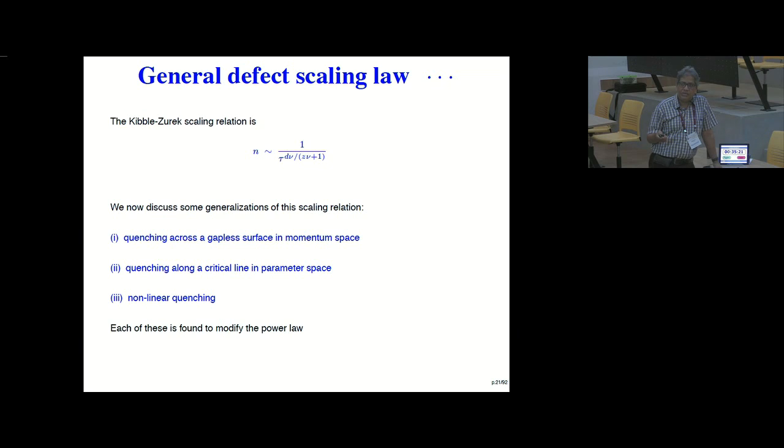So what happens when you quench across a gapless surface? As I told you, in the transverse field Ising model, there's a gapless momentum, kc, which is 0 or pi. But in general, you can have a gapless surface in momentum space if you are in a higher dimensional model. So what happens to this scaling relation then? Or what happens when you quench along a critical line? Here we crossed a critical point, but you can have a critical line. We want to see what happens there. Then what happens if you quench non-linearly? So instead of quenching across the critical point linearly in T, you quench as T to some power, alpha. What happens there? You'll see that in all these cases, this scaling relation is modified.